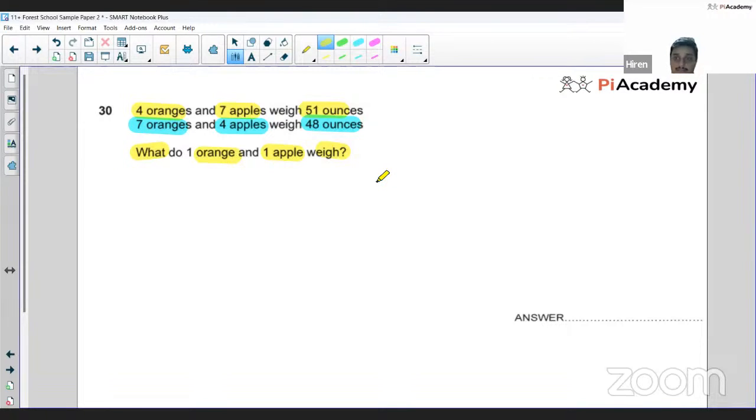Yes, everyone, last 1 minute to solve this question. It's very easy. This question is easy. Try to do it. Last 30 seconds, everyone.